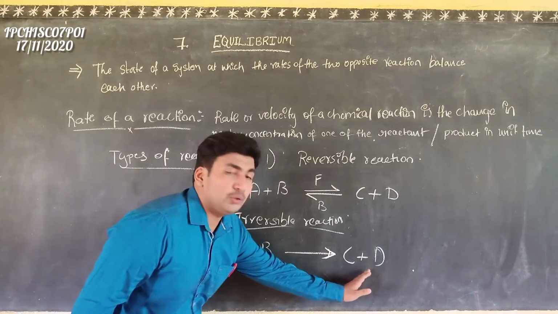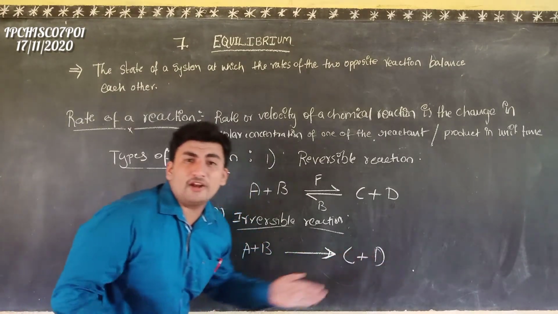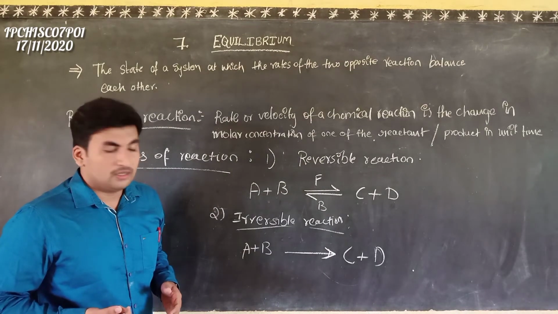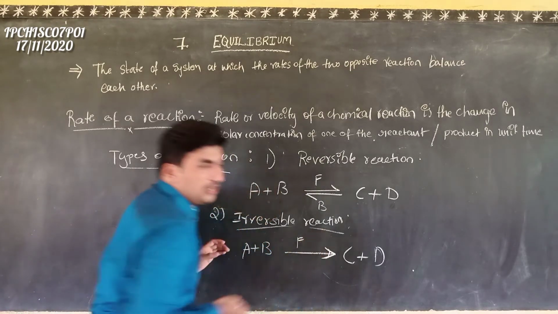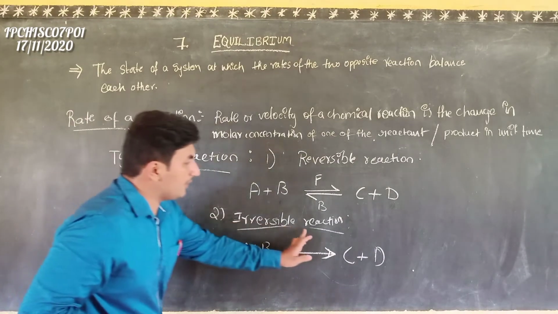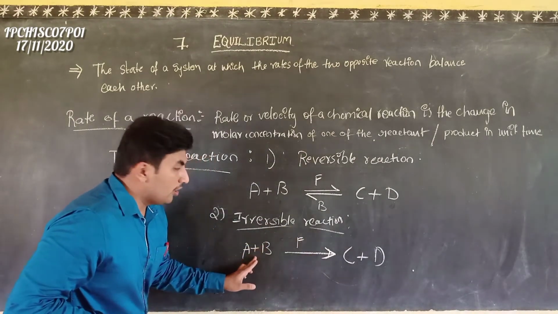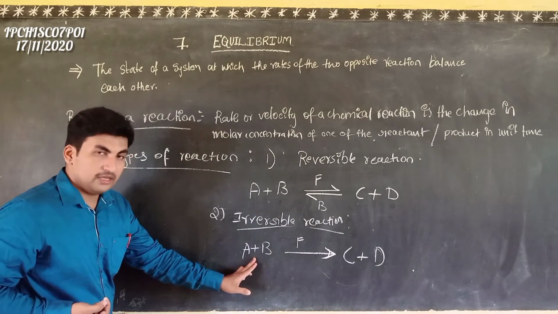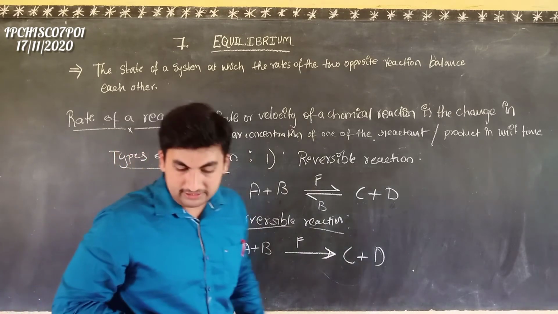In this case, C plus D will not react with A plus B. So it is only a forward reaction. In an irreversible reaction, only the forward reaction happens. This type of reaction is called an irreversible reaction.